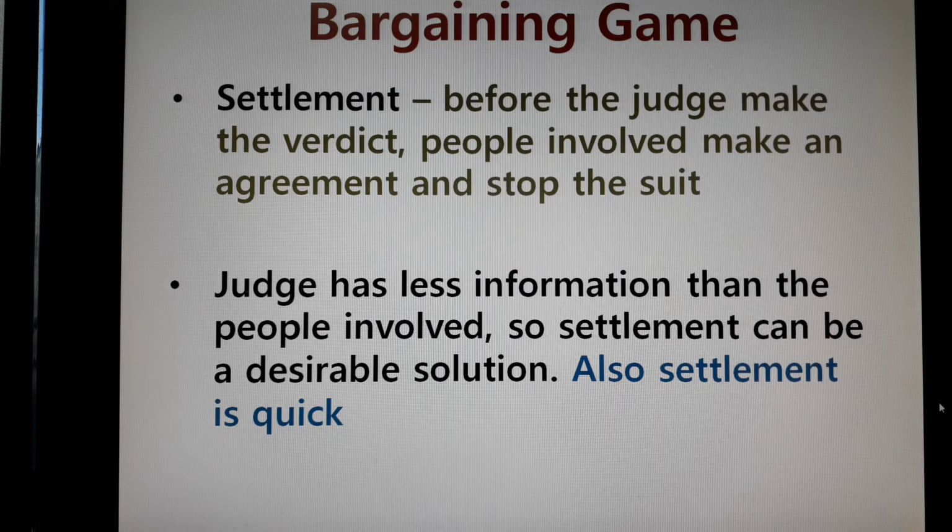But if you ever go to the judge, you have to hire a lawyer, and then it takes a long time. Some suits go for 10 years or something. So this suing process is so time and money consuming, only because of that you don't want to be involved. In that sense, settlement is very efficient.